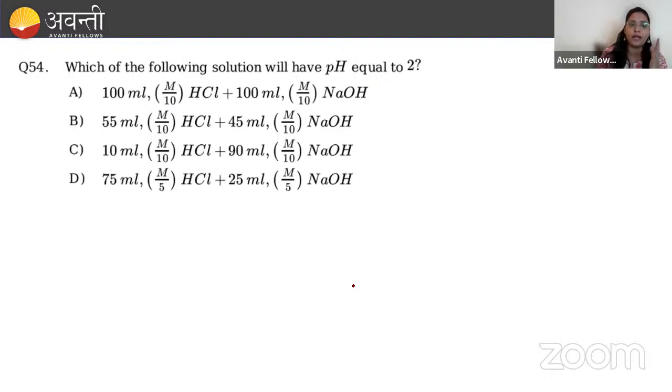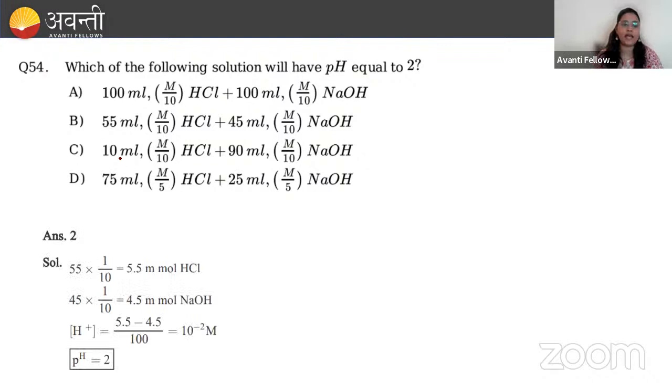So we have given 100 ml M by 10 HCl plus 100 ml M by 10 NaOH, right? We have given several options, and from that we need to calculate what? We need to calculate the pH. So can you tell me what is the answer here in order to calculate the pH? What is the formula for pH? Okay, so I will tell you the answer. See here what is happening. Here the answer will be option B.